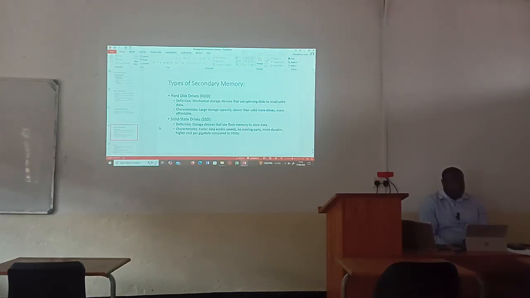Then the other type of secondary storage, you have the solid state drive, SSD. This is a storage device that uses flash memory to store data.